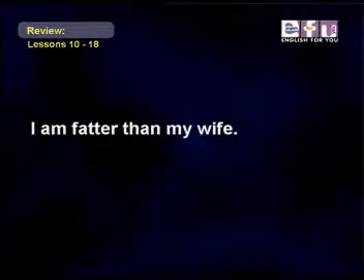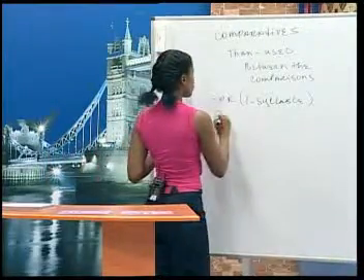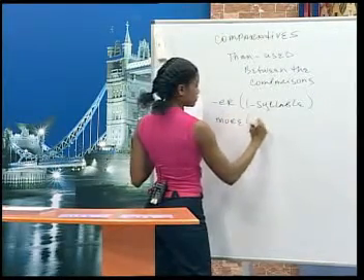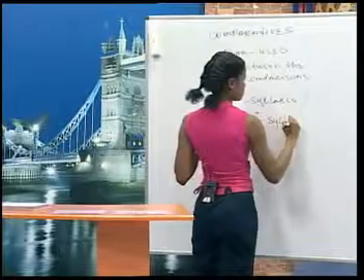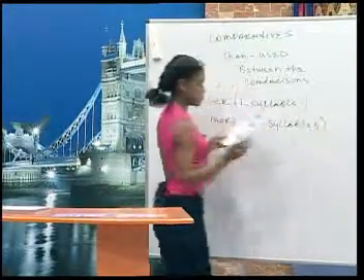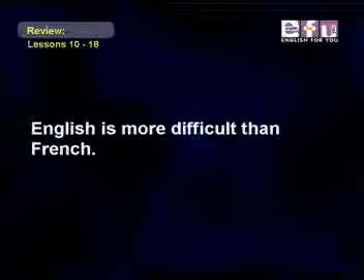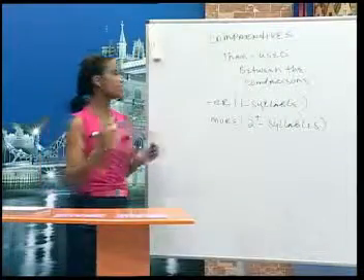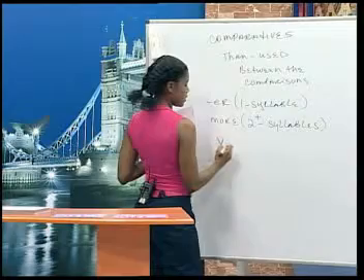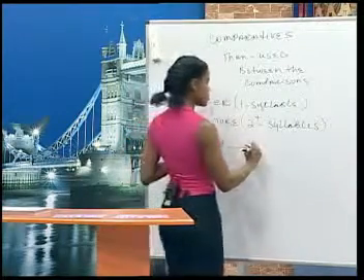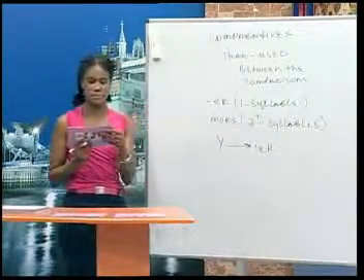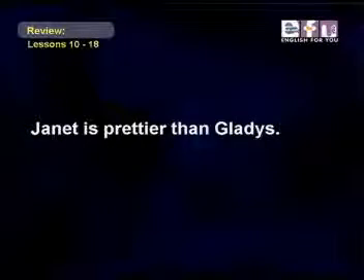So we use two T's. But for two or more syllable adjectives, we add the word more. For example, English is more difficult than French. Now remember, for adjectives ending in Y, in the comparative form, the Y is changed to an I before we add ER. So it becomes IER. For example, Janet is prettier than Gladys.